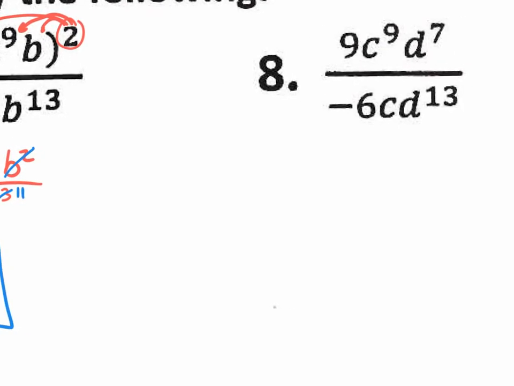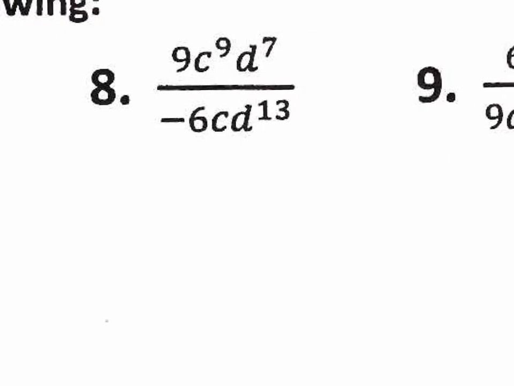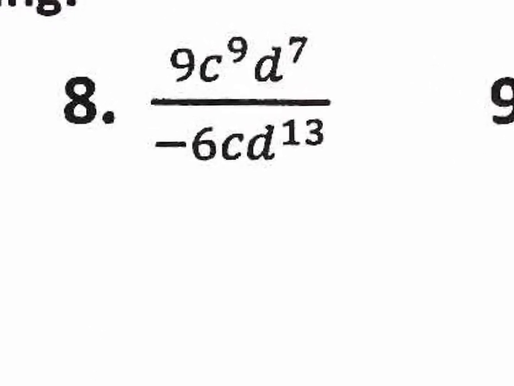Number 8. Rules of exponents. When you have the same value up on top, or the same term up on top and on the bottom, you could cancel it out. So we have C's, 9 of them up on top, 1 C on the bottom. This 1 C will cancel out with one of these, and you're going to have 8 left over up on top. And then you have 7 D's up on top and 13 D's on the bottom.